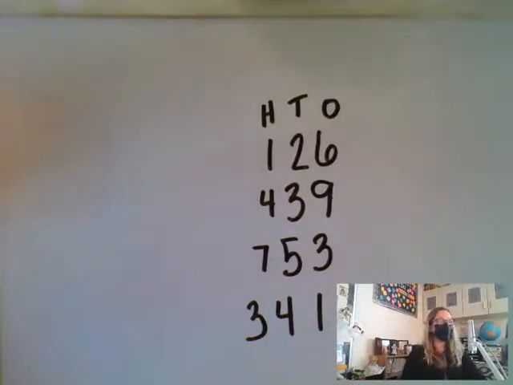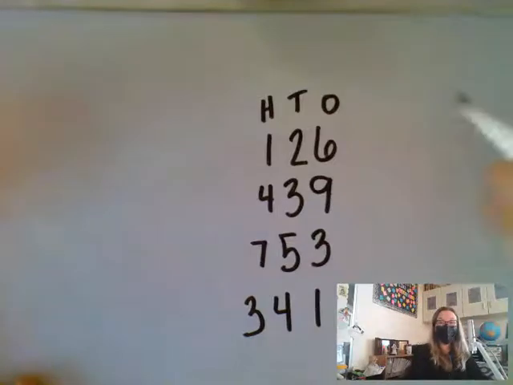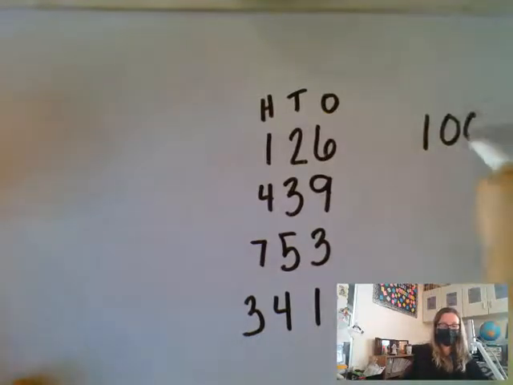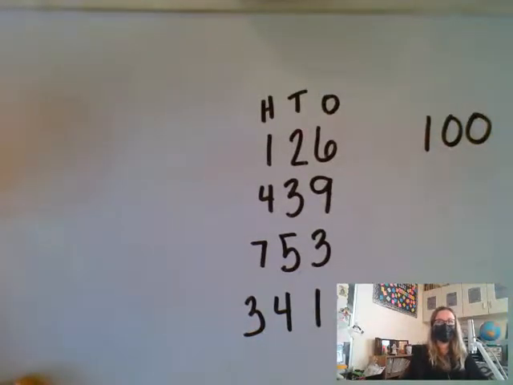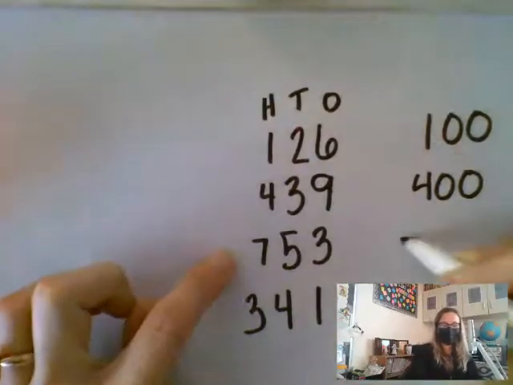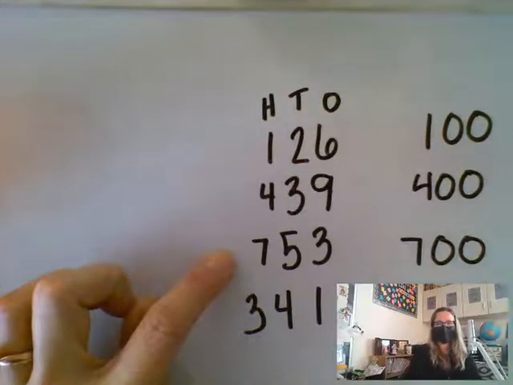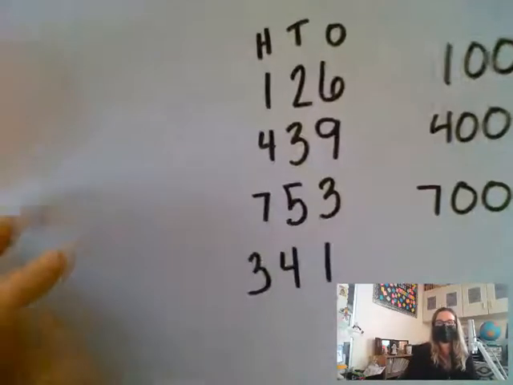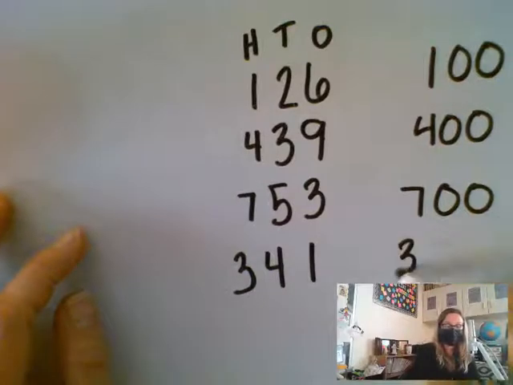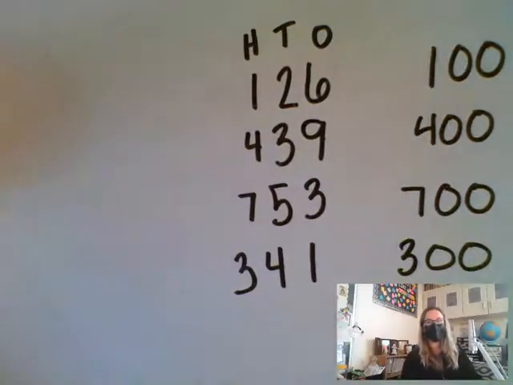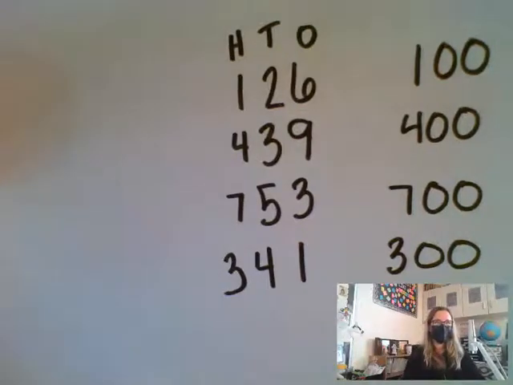Now, if we were to write out 100, it would just be 100, right? If we were to write out 400, it would be 400. 700 would be 700. And 300 would be 300, right? Are you following? Some of you were like, yeah, and some of you were like in your desks doing your own thing.